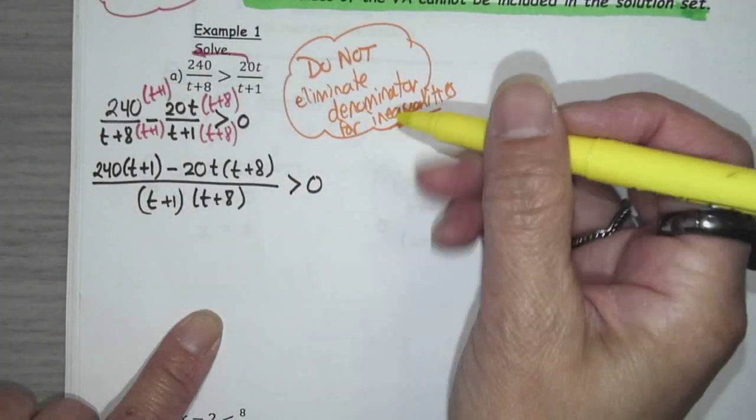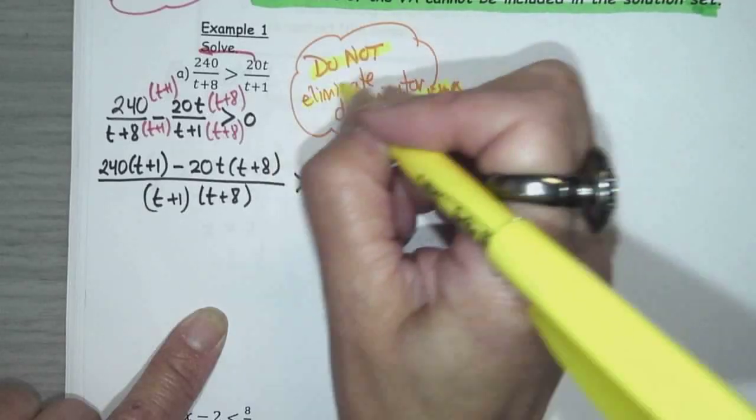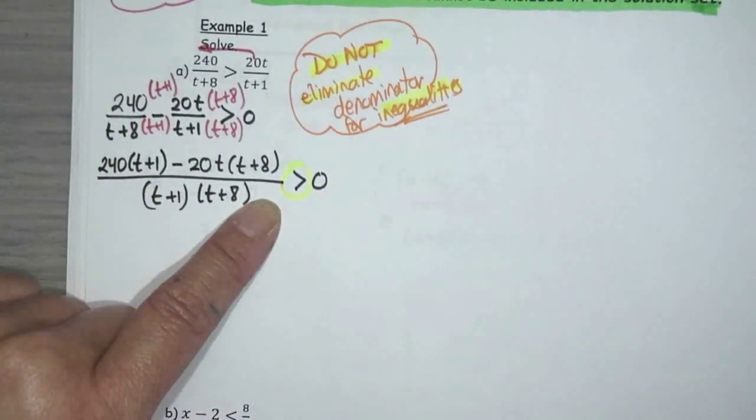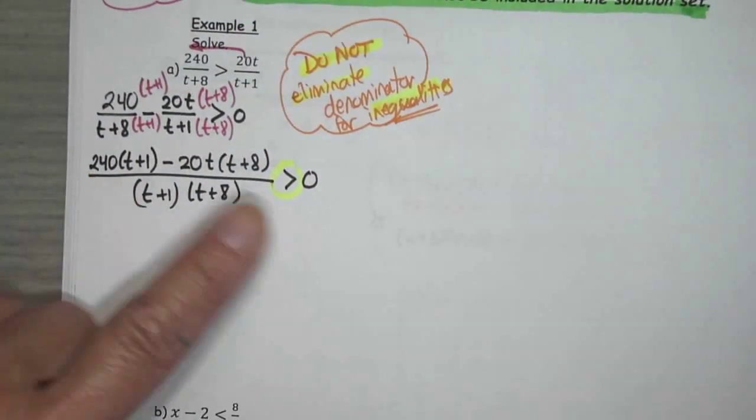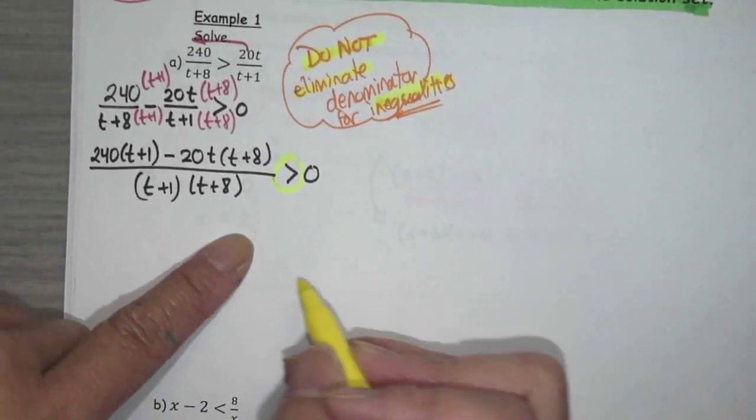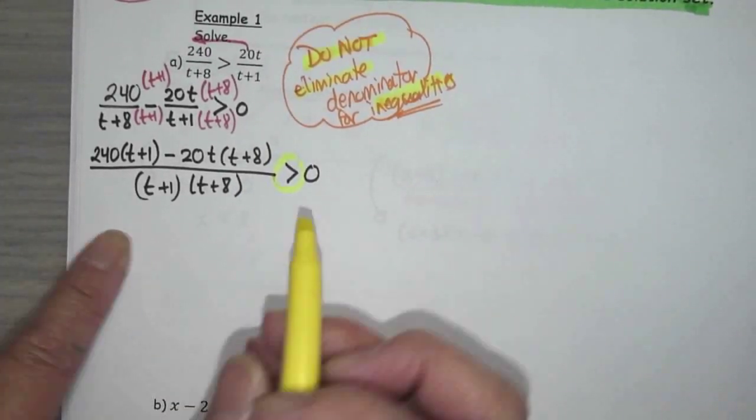Ever. For an inequality, do not eliminate the denominator because of this. It's an inequality. Don't drop it. Don't bring it up. Just say, she said something about crying and tears. What was it? Okay? Do not.